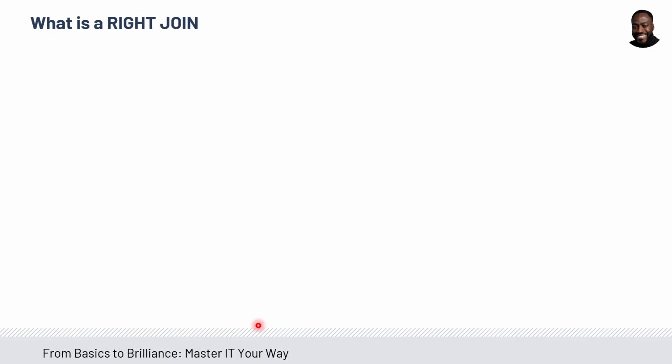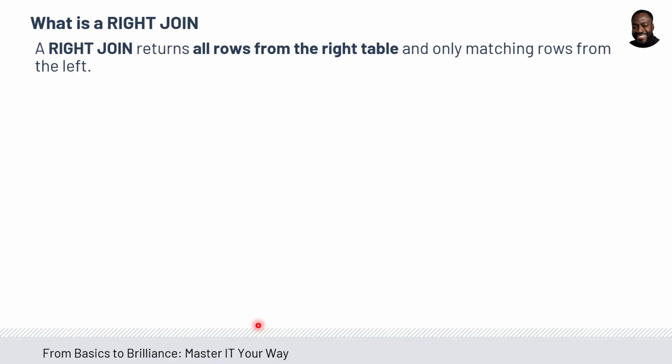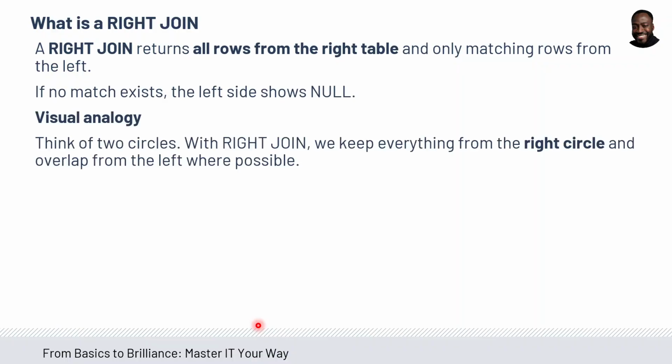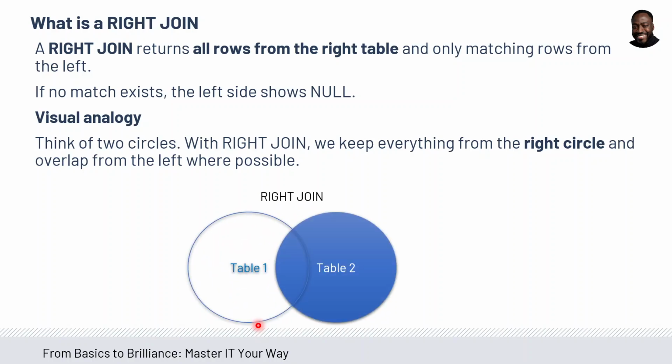So what then is a right join? We say a right join returns all rows from the right table and only matching rows from the left. And if no match exists, the left side shows null. A visual analogy could be thinking of two circles. With right join, we keep everything from the right circle and the overlap from the left where possible. So your table 2 should be the right, and the first table will be the left. We've already discussed left join, so this is just the opposite, but you can definitely achieve the same result.